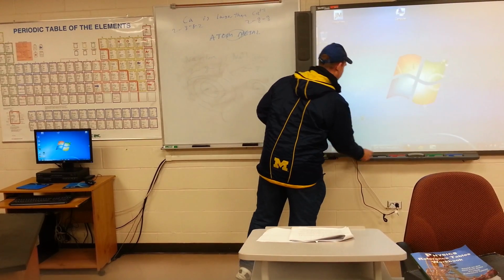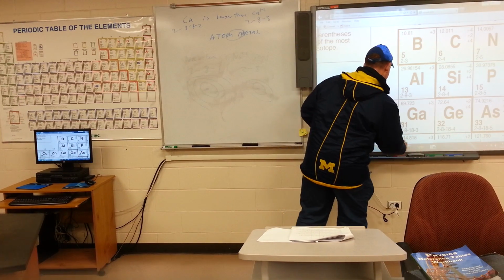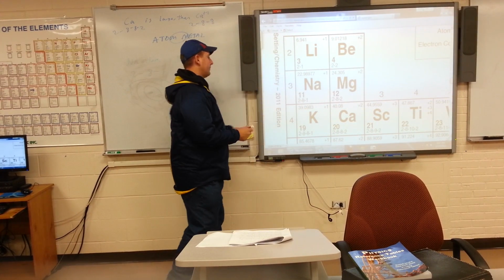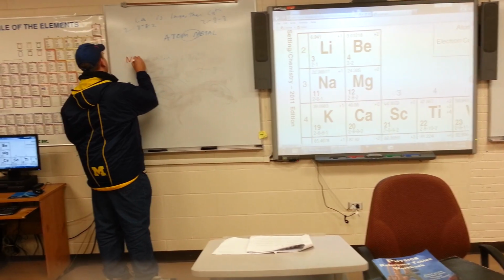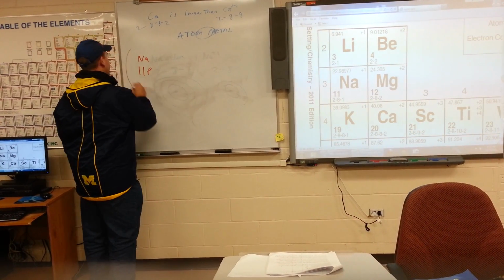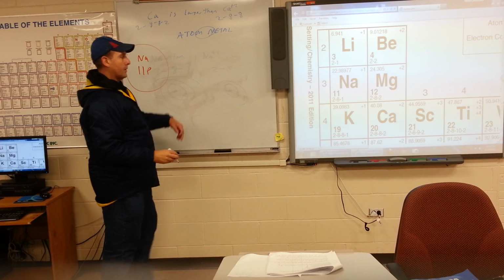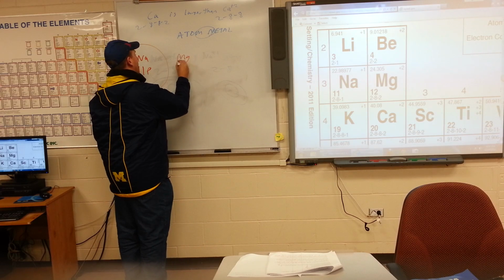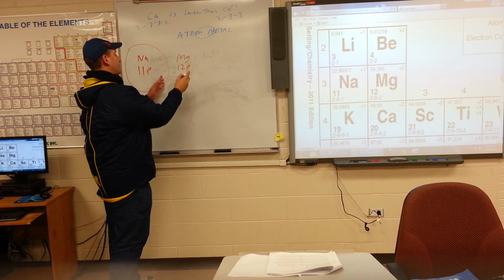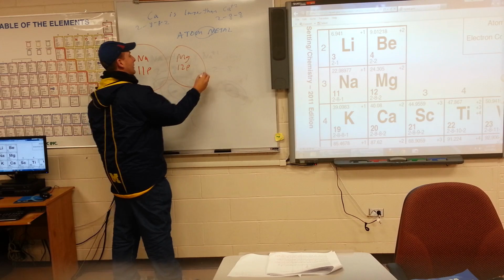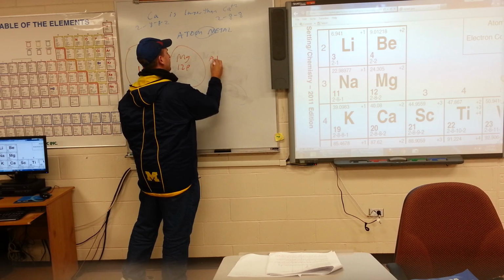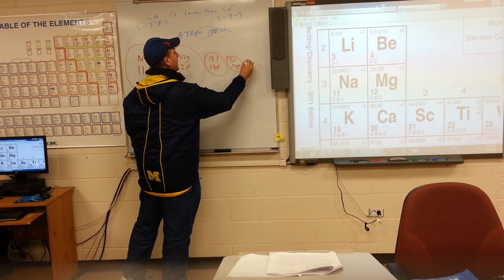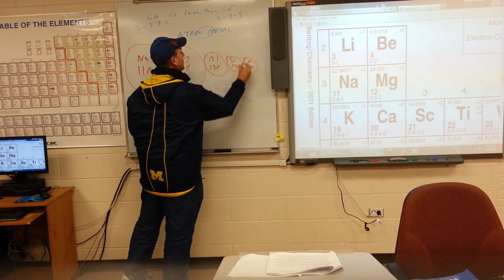Okay, so if we go over to Na. How many protons does Na have? 11. It has a big atomic radius. And the radius gets smaller as you go across. Magnesium has how many protons, or nuclear charge? 12. So, since it has a little bit more protons, it's going to be smaller. Next one is Al, 13 protons, a little smaller. Si, 14 protons, a little smaller. Next one, P, 15 protons, a little smaller.